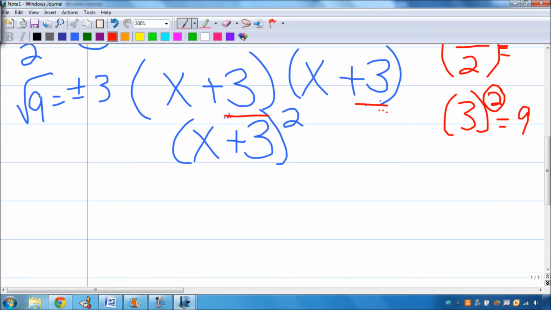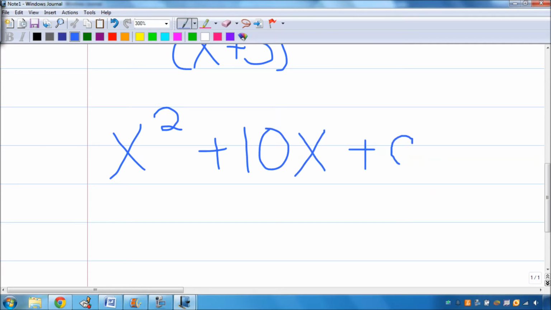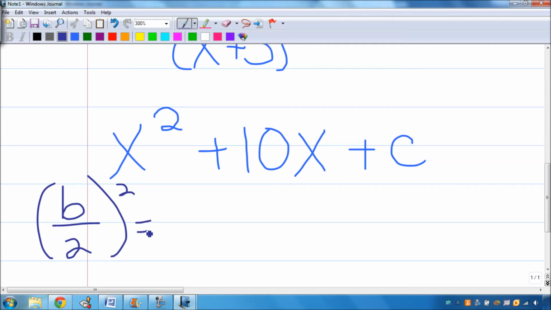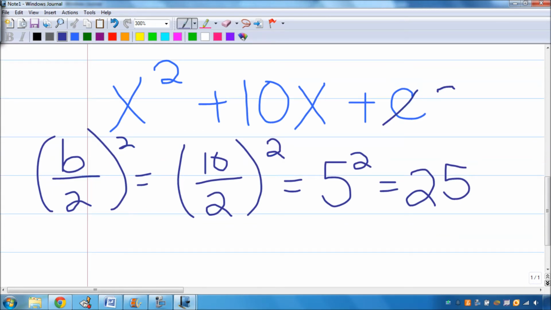All right, so another example would look something like this. Here's another example that might make sense to you. So if you had x squared plus 10x, and I asked you to figure out what the C value is, what you have to do is take the B value, cut it in half, and then square it. All right, so the B value is 10. You cut it in half and square it, so you get 5 squared, which is 25. All right, so that means that the C value should be 25.